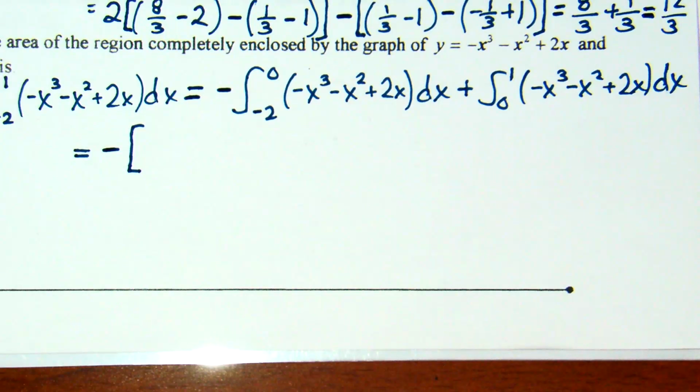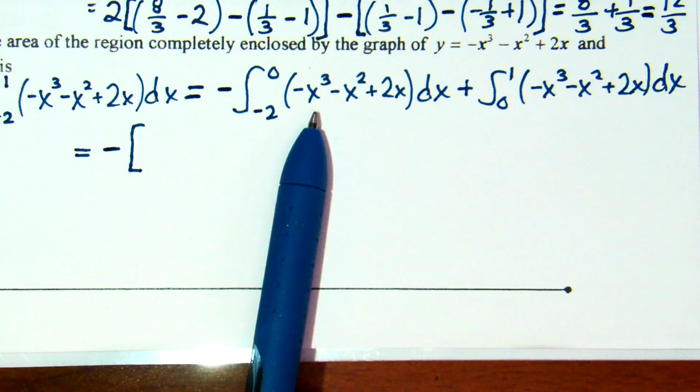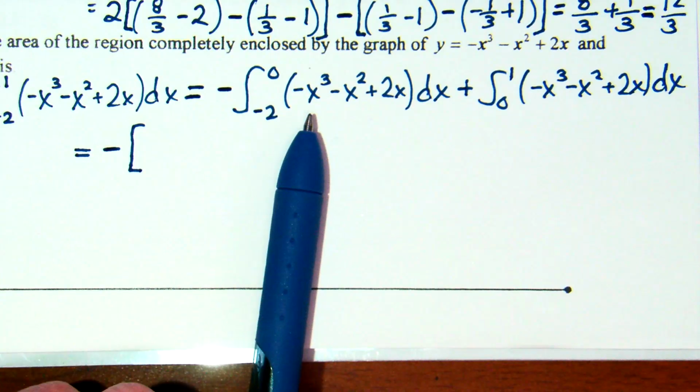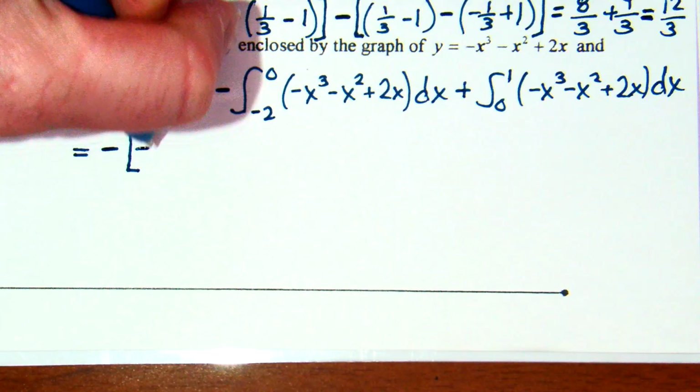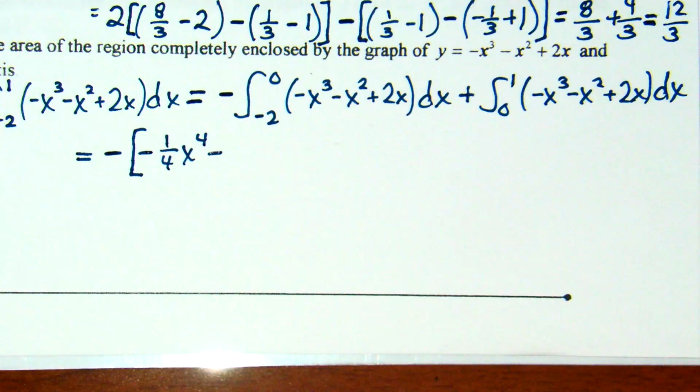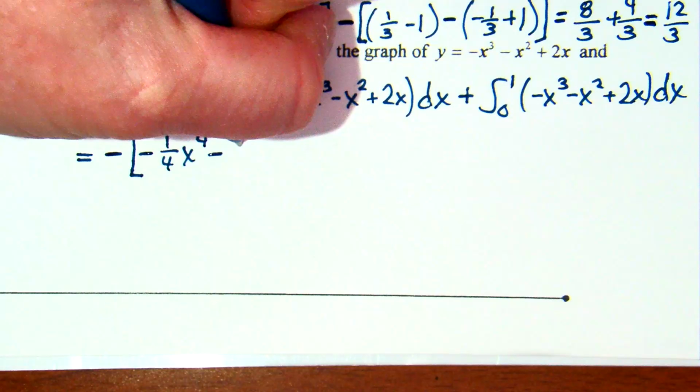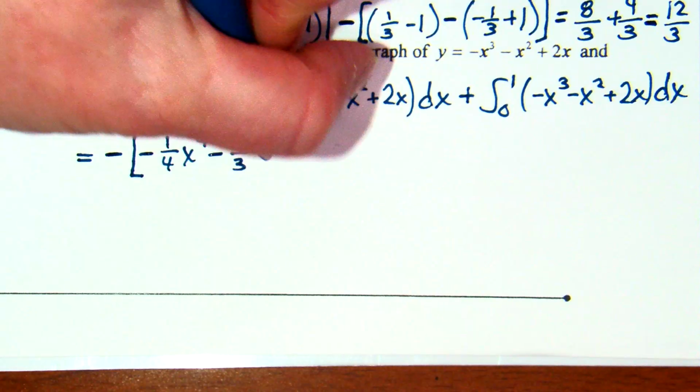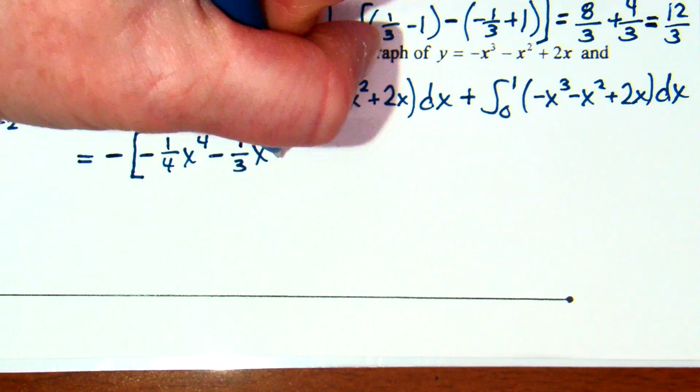Okay, integral of negative x cubed. Negative 1/4 x to the 4th. Okay. Negative 1/4 x to the 4th minus integral of x squared. Negative 1/3 x to the 3rd. Minus 1/3 x to the 3rd. Plus integral of 2x. 1/2 x. Just x squared because there's already a 2 out front.